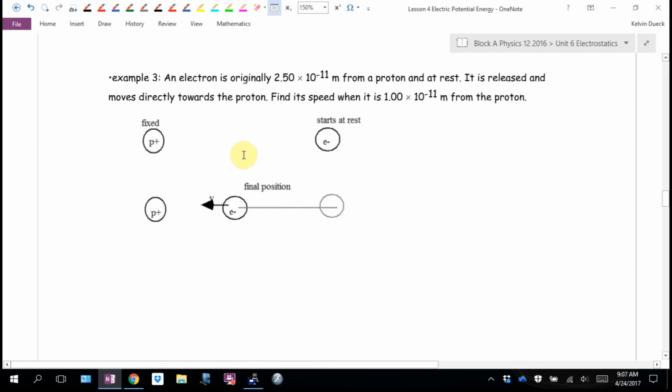Okay. An electron is originally 2.5 times 10 to the negative 11 meters, really close, to a proton, and at rest. I'd probably underline the word at rest. It's released, and it moves directly towards the proton. That makes sense. The electron would want to move towards the proton. Find its speed when it is that far from the proton. What's this question asking me to find?